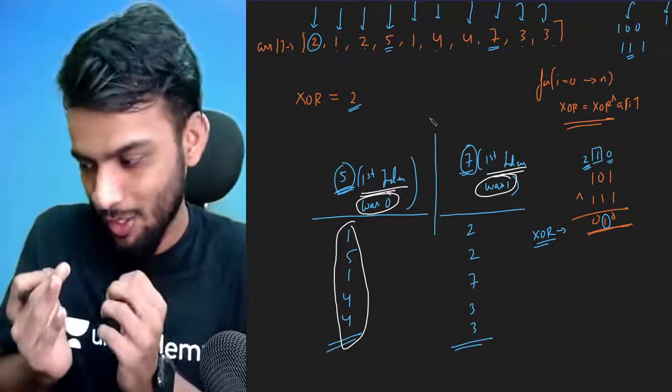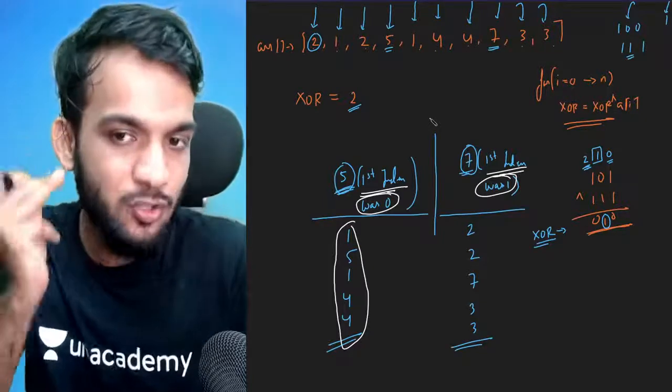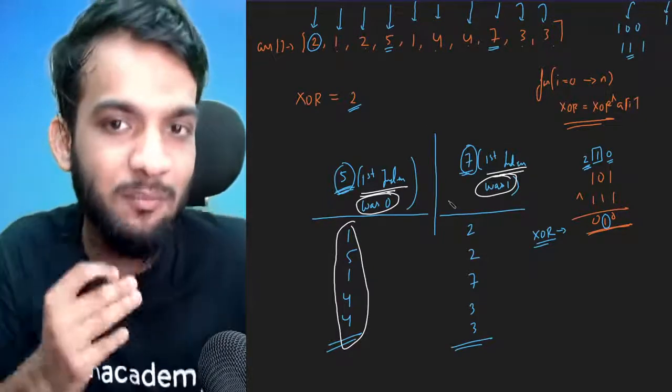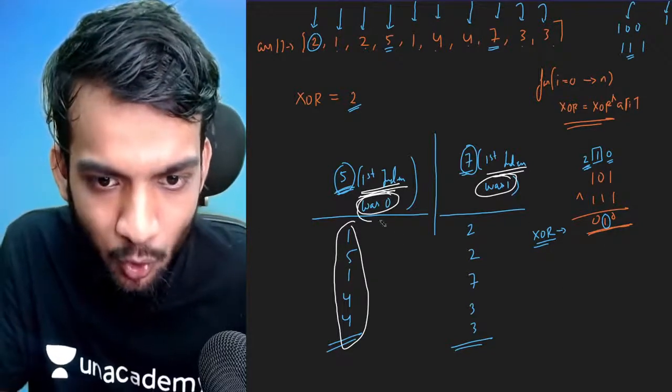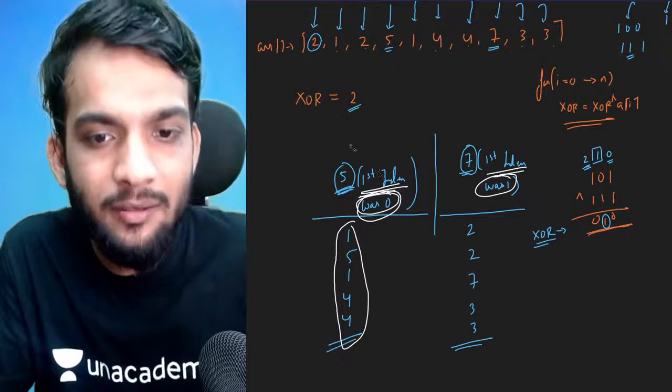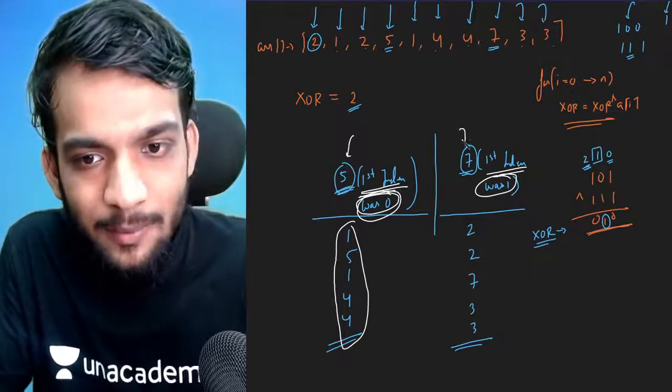Now just imagine, if you carefully observe, for the set where the first bit was 0, I know there will be a single element 5, and there will be a single element 7.